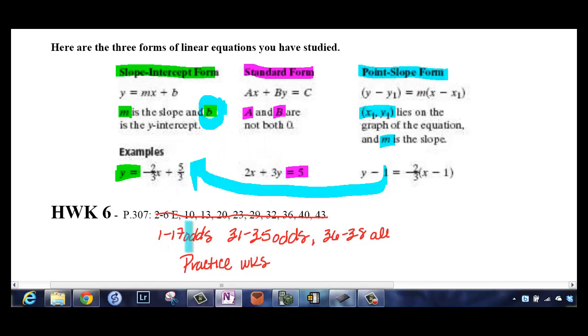All right, crescent 21 minutes. I said I was going to be done. Notice I changed your homework here: 1 through 17 odds, 31 through 35 odds, and 36 through 38 all. And don't forget that practice worksheet C.